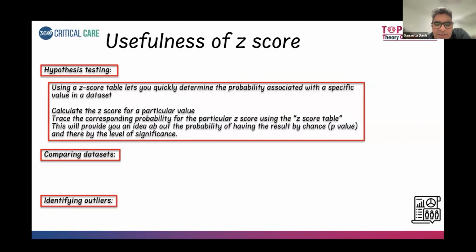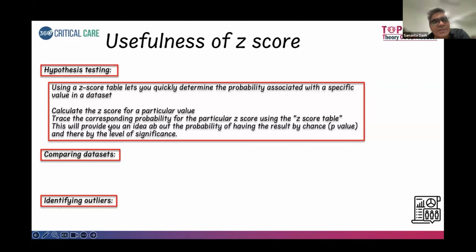That means there's about a 90% chance, or in the whole population, whatever you have secured as a mark or whatever your weight is, it is within the 90% of the whole population. That's the Z-score.